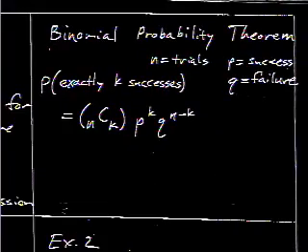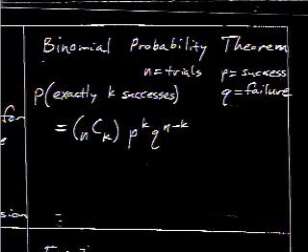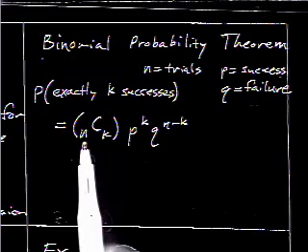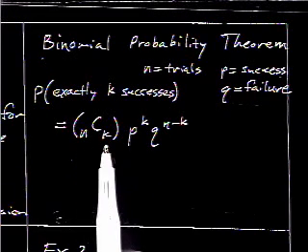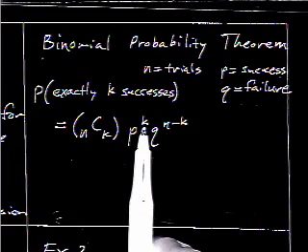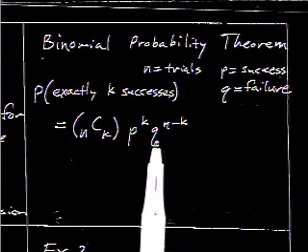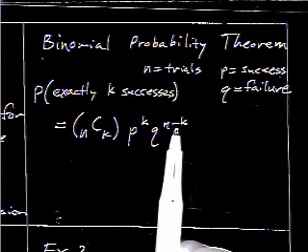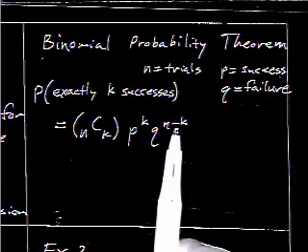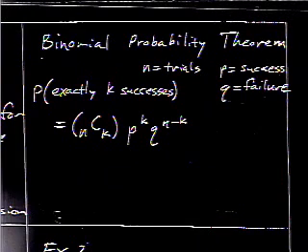Now, the more generic looking version of the binomial probability theorem looks like this. The probability of exactly k successes is equal to the number of trials, combination choose k successes, the probability of success to the k power, and the probability of failure to the remaining, to the number of failures. So these represent the number of successes, this represents the number of failures. And multiply those things together to get your probability.